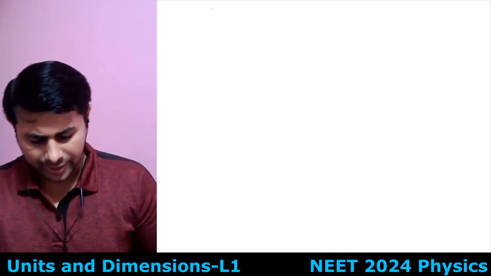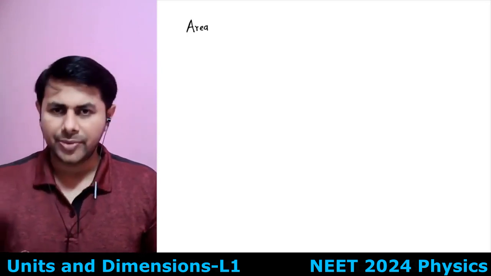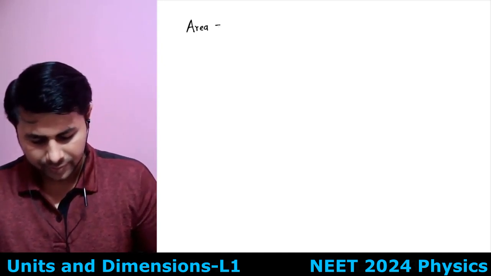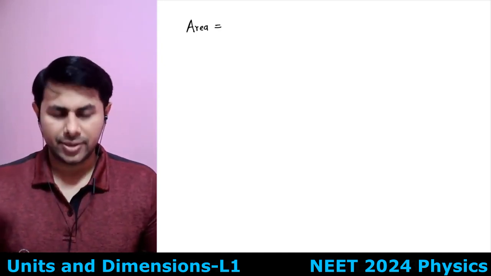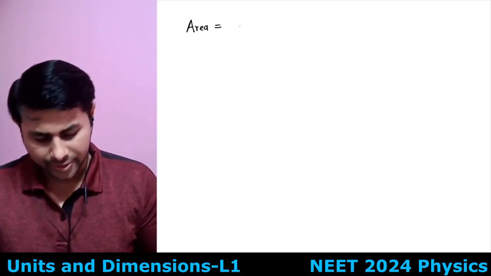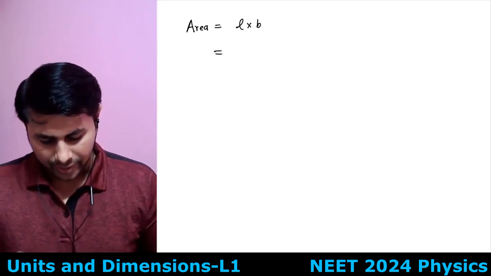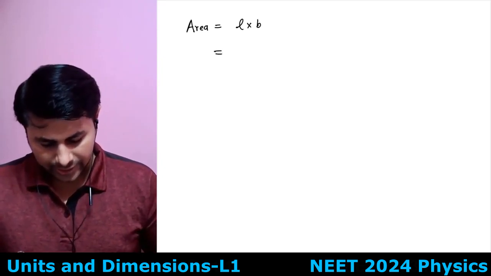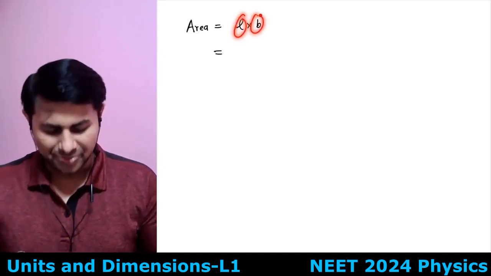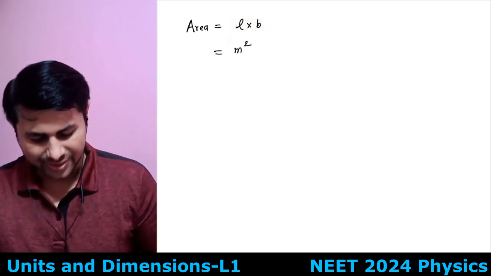For example, I want to find out the unit of area. What's the unit of area? Meter square. So I know the formula. Let's say I have the area of a rectangle. It is length into breadth. The unit of length is meter. The unit of breadth is also meter. So it is meter square. Right?